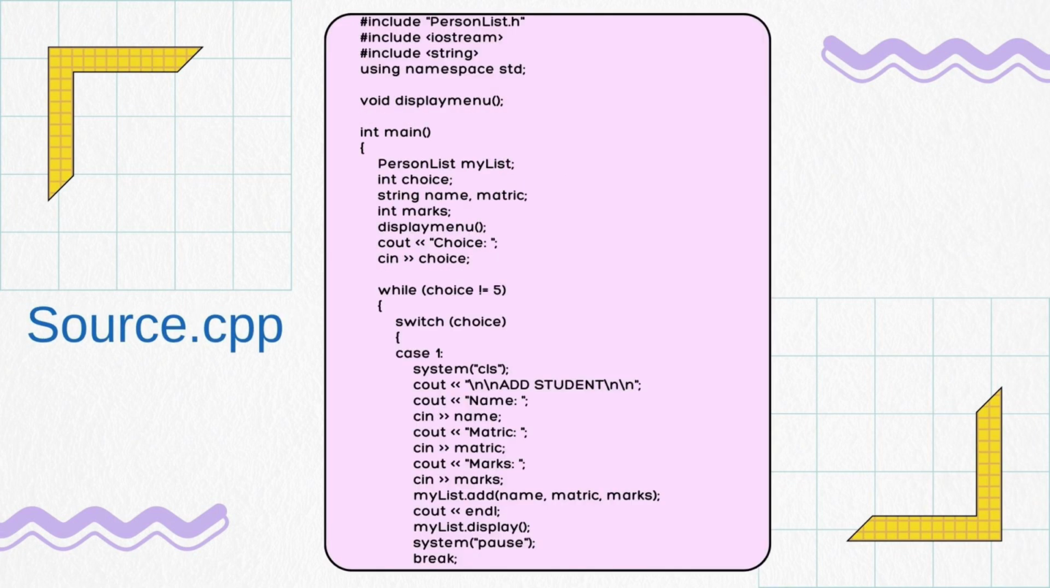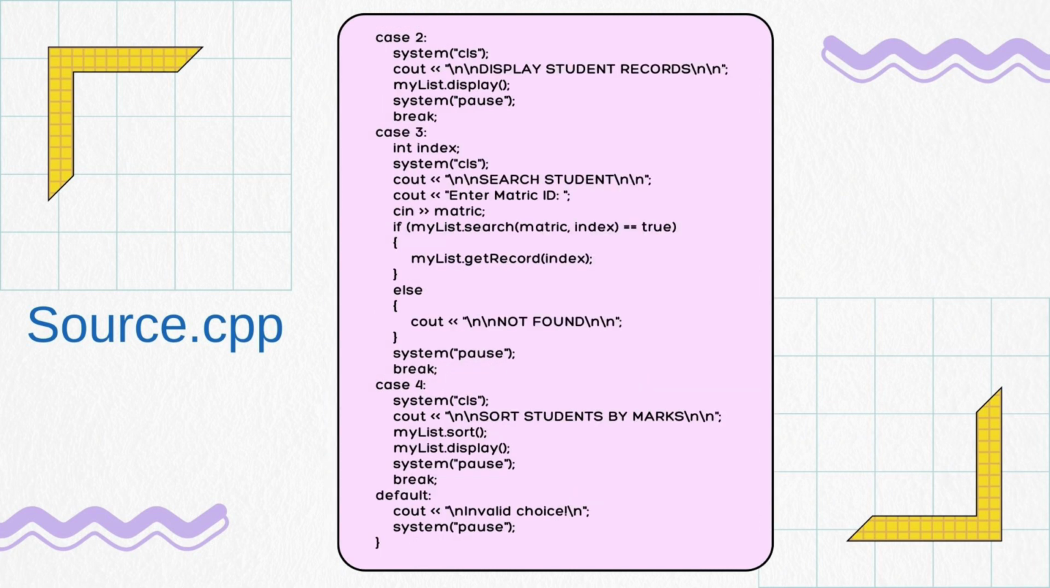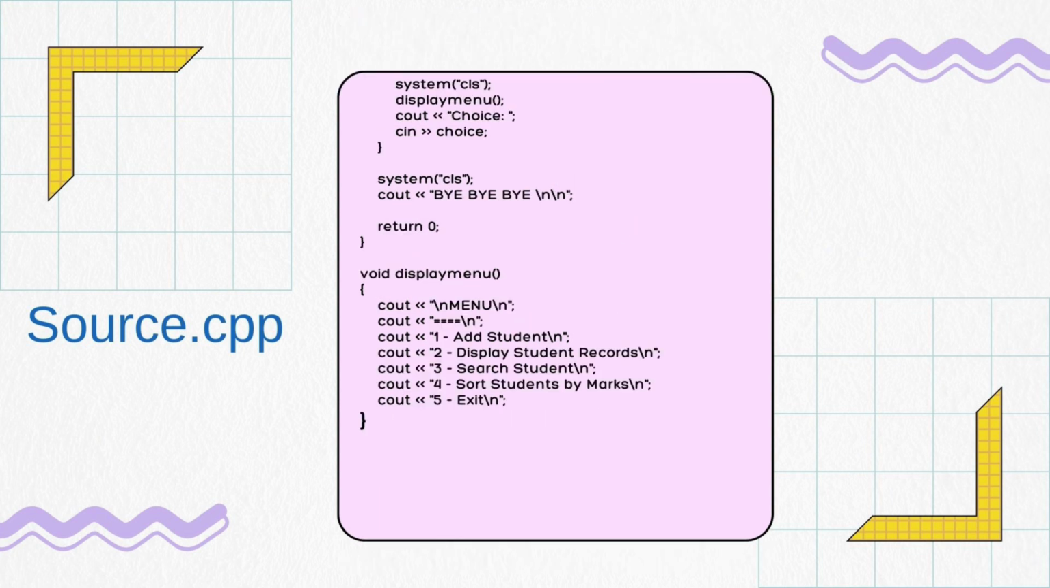Finally, we have the sort CPP file, which provides the user interface for interacting with the person list. From this code, it will ask user whether they want to add a student, display all students, search for a student, sort the student by mark, or exit the program.